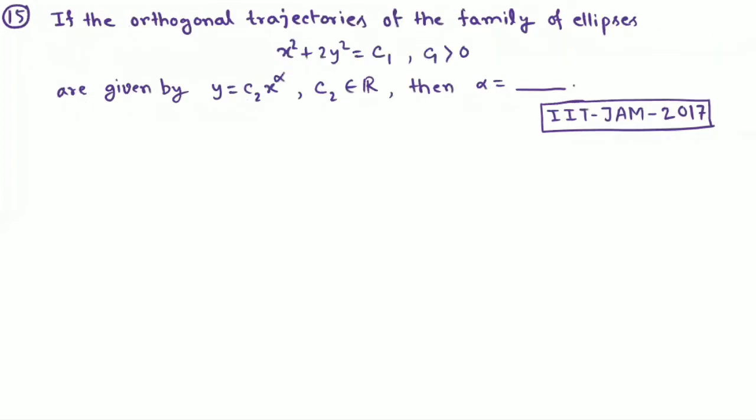Now the last question of practice set 3, question number 15. If the orthogonal trajectories of the family of ellipses x square plus 2y square equals c1, with c1 greater than 0, are given by y equals c2 x to the power alpha, where c2 belongs to R, then what will be the value of alpha? This question has been asked in IIT JAM 2017. This was our practice set 3.